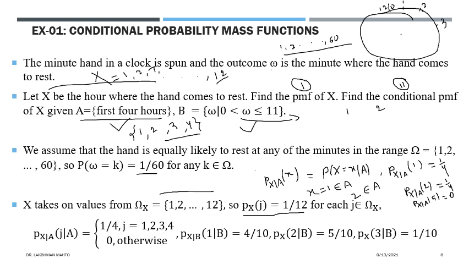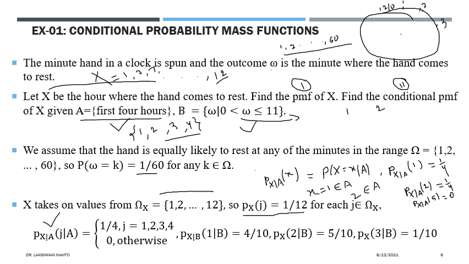So the conditional probability mass function given A is 1 by 4 when x takes value 1, 2, 3, 4, otherwise it is 0. You can easily see that this conditional probability mass function is a legitimate probability mass function. Why? Because it satisfies all three criteria. First, positivity, that means greater than or equal to 0. Second, normalization: if you sum the value of the probability mass function for each value of x given A, it will sum to 1, because 4 times 1 by 4 equals 1.